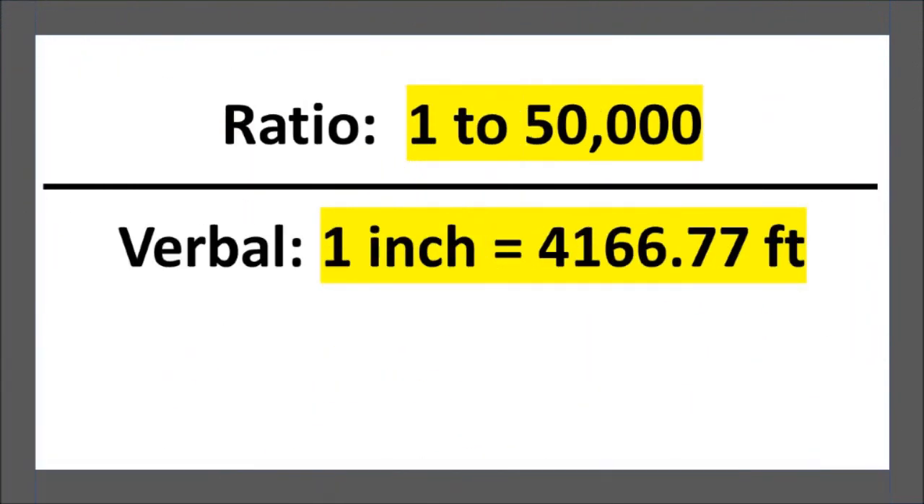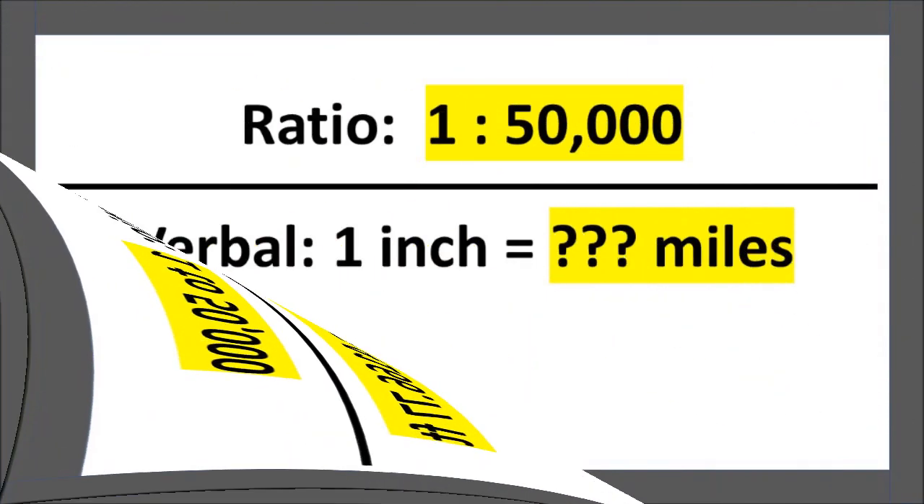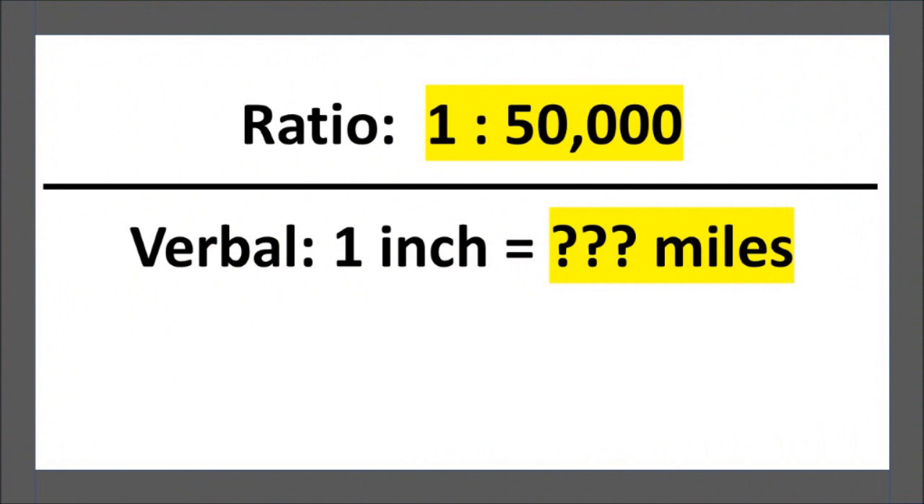So let's go ahead and plug that in. If we have a ratio which is 1 to 50,000, in verbal form, 1 inch equals 4,166.77 feet. Let's try another one. If the ratio we're going to keep the same, in verbal form, we're looking for 1 inch equals how many miles?